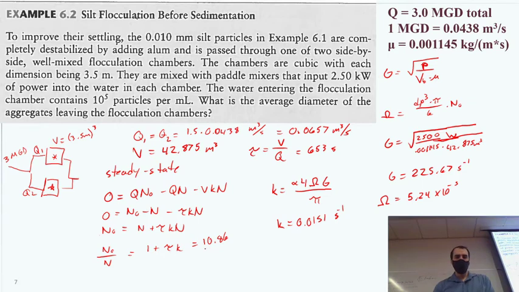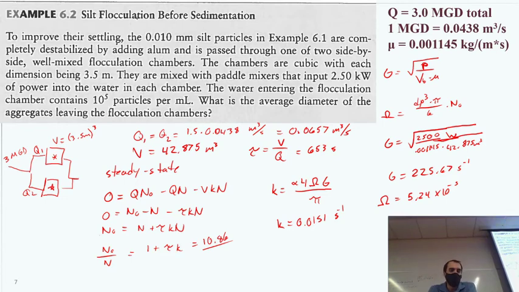Yeah, so then we have almost 11 of the initial particles in each one of the aggregates. Then we can do a little math to say the average diameter of the aggregates leaving this chamber, we have to relate that to the volume. On a volume basis, we didn't change anything, right? This is an assumption we often make, and it's fairly reasonable. When particles stick together, they're not changing shape or size. So we can make that assumption.